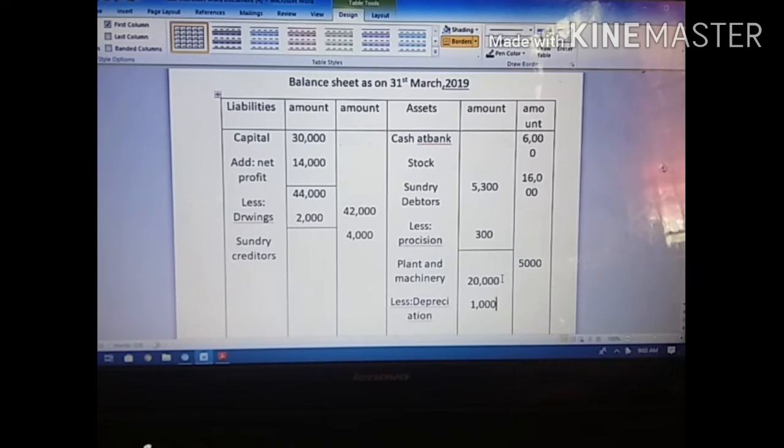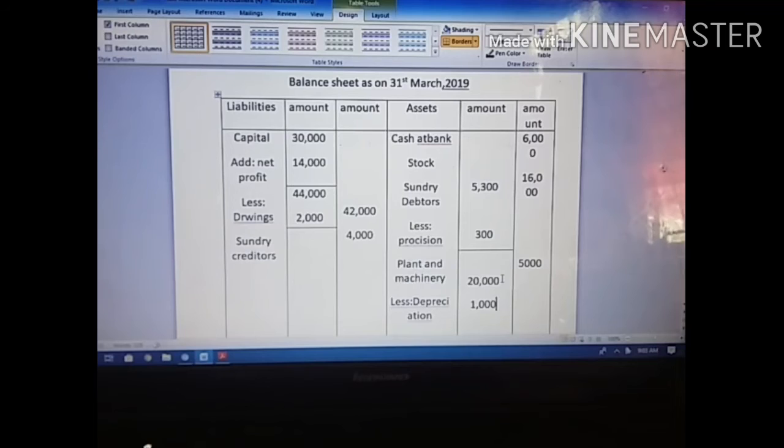So provision for doubtful debts is a loss, so we have to show this provision for doubtful debts in the P&L account. Then this loss we minus from the sundry debtor. Total sundry debtor is 5,300. Actually we are going to get 5,300, but provision for doubtful debt is there, so we have to minus the provision. Now the actual value we are going to receive is only 5,000.